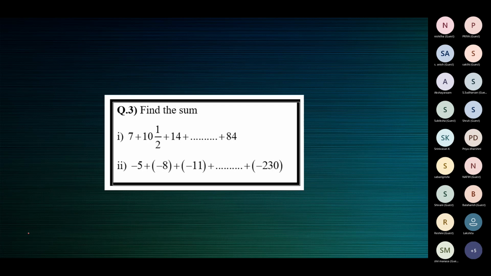Think of 84 as the last member in the queue. 7 is standing at the beginning of the queue, like in the ration shop. 7 is the first person, 10 and a half is the second person, 14 is the third person, and 84 is the last person in the queue. So what will you do? You will go up to 84 and ask its token number. In which position are you standing? What's your position number? 84 will say 15.